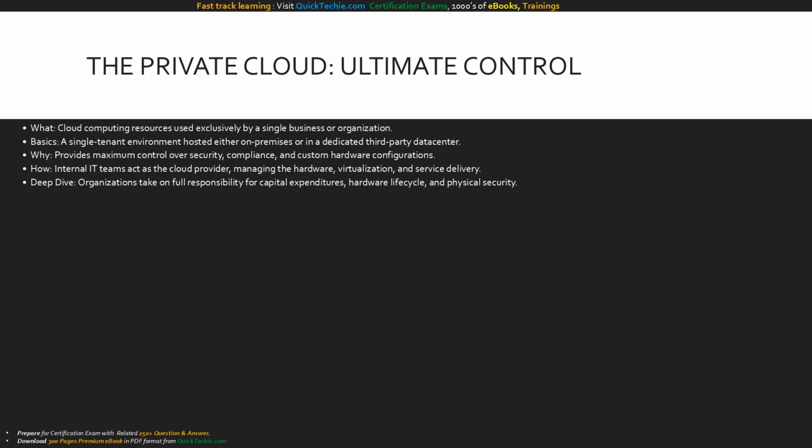Take a look at this architectural representation of a private cloud. The most prominent feature of this diagram is the thick, dashed boundary line labeled Strict Organizational Boundary. Everything inside this box belongs to, and is used by, only one company. Internal users access the resources through a dedicated private network or firewall. There is no exposure to the public internet by default.